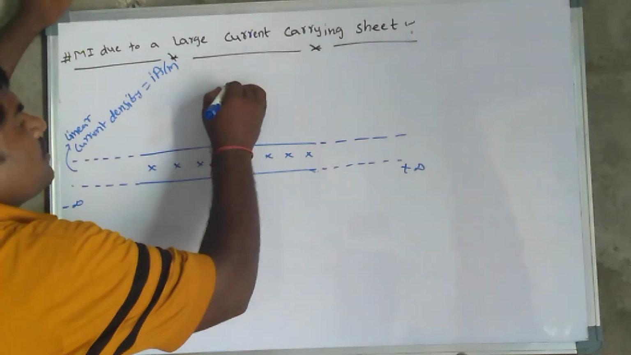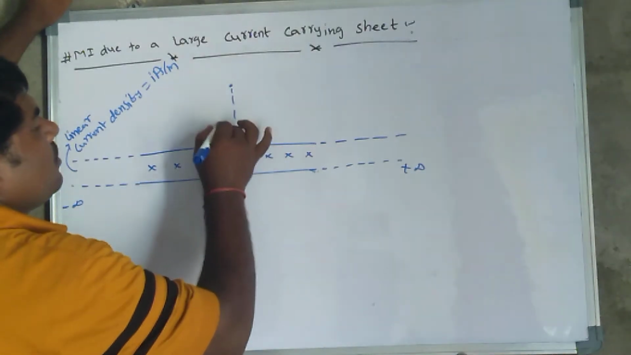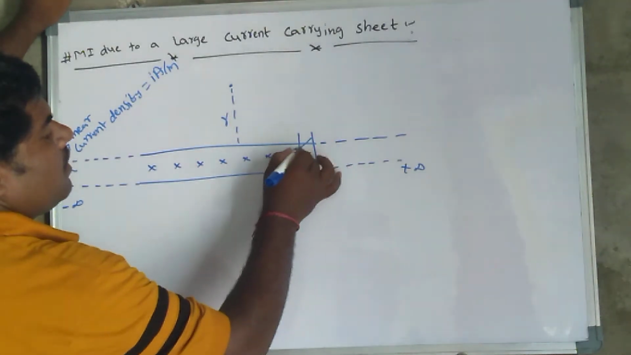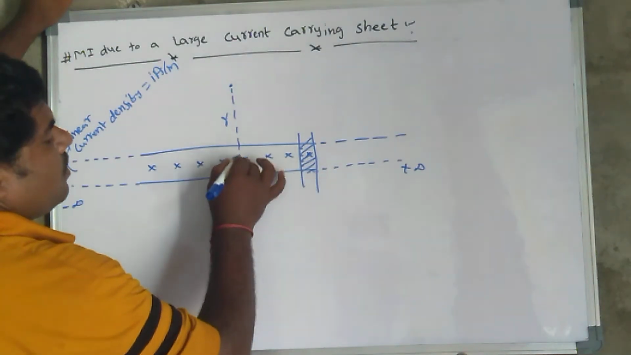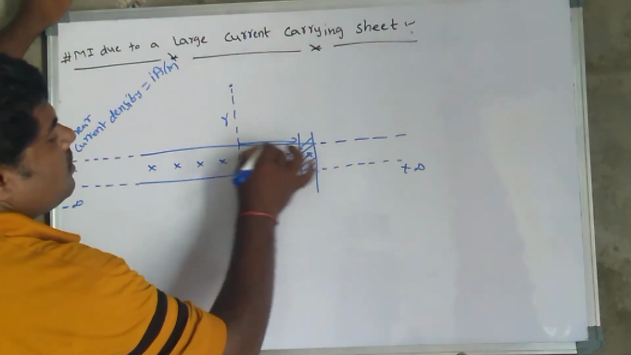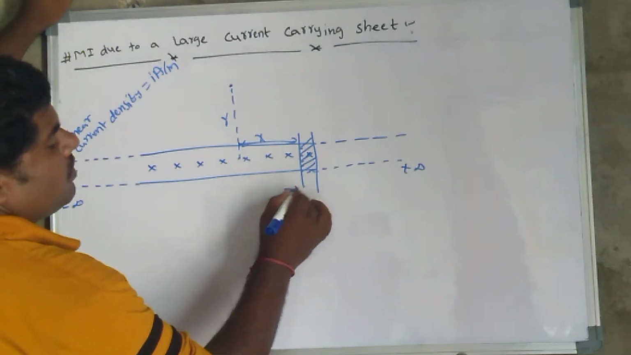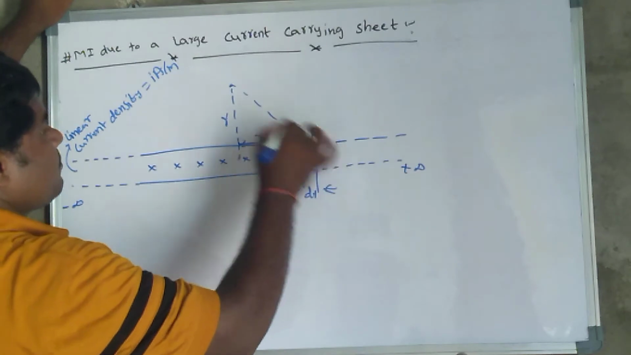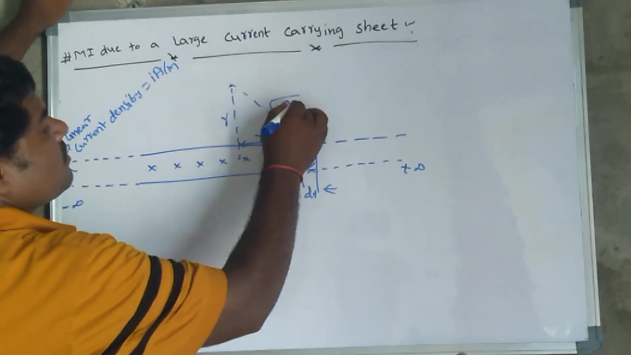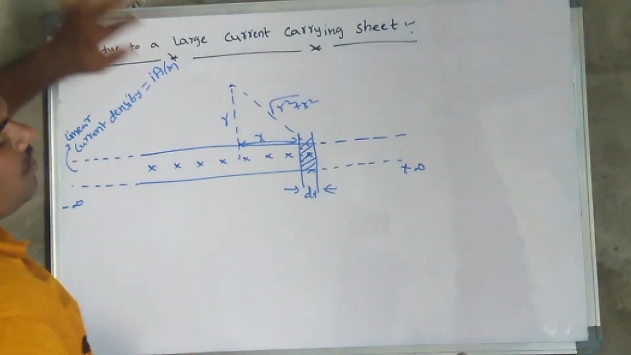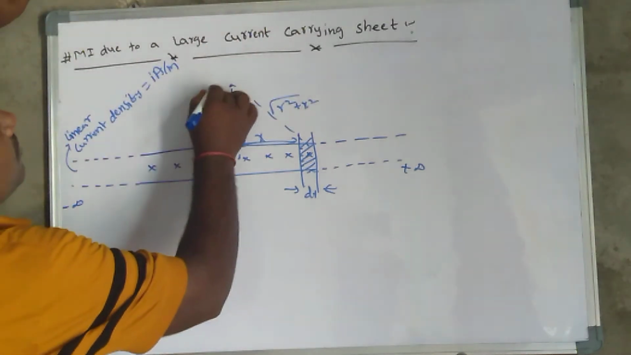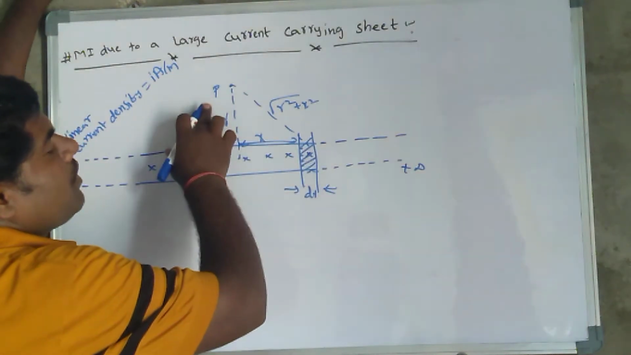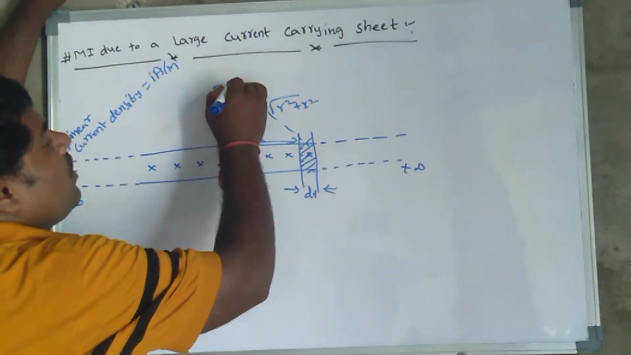Let us consider this is the point P, at a distance r from the sheet. This is a small elemental strip, and the distance from here to here we consider x. This width is dx. The distance from the elemental strip to the point is root of r square plus x square. We want the magnetic induction produced by this small elemental strip at point P.